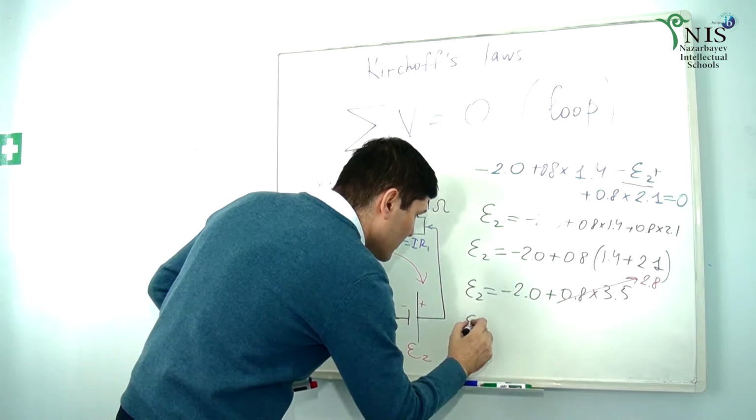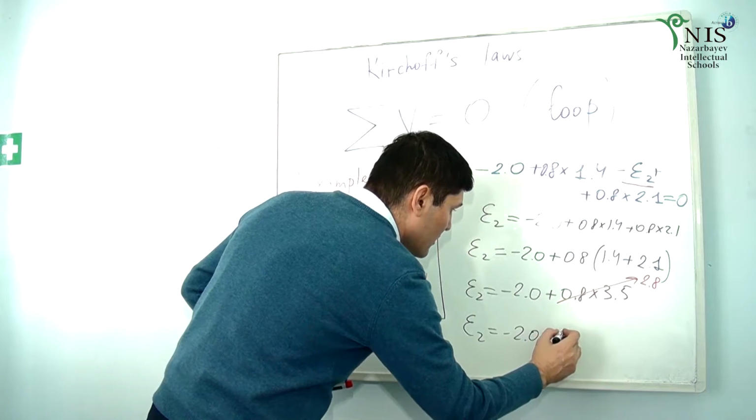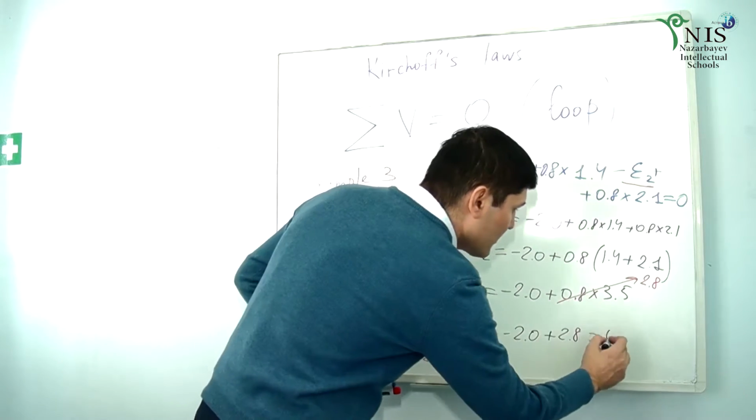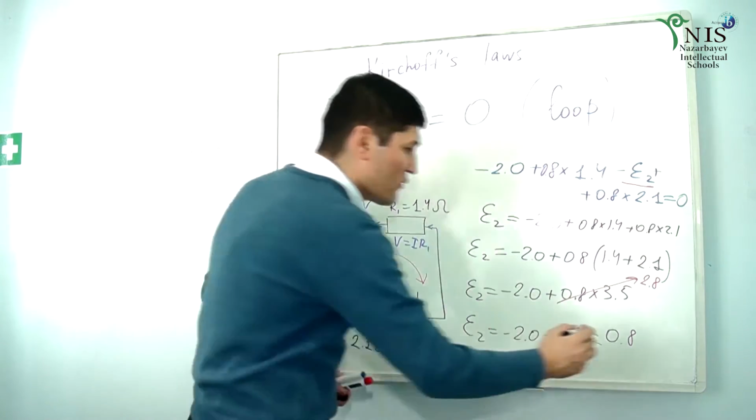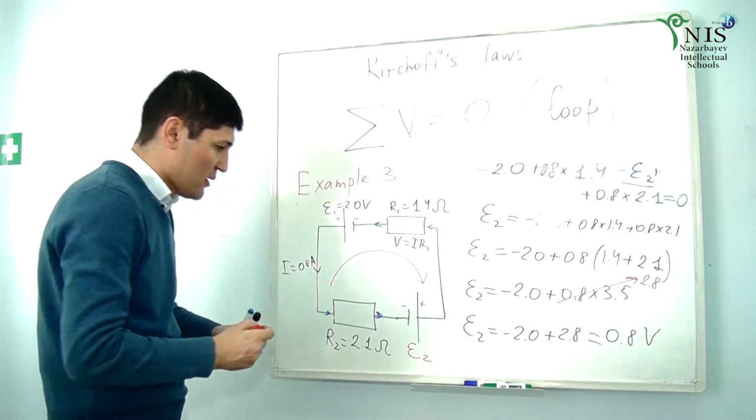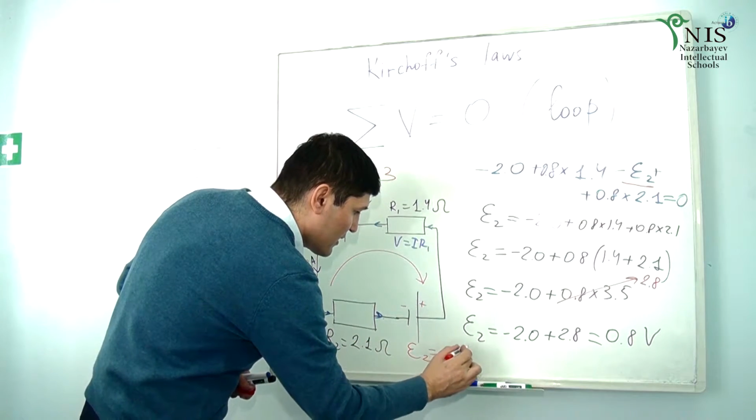So epsilon 2 equals negative 2.0 plus 2.8, which is equal to 0.8. The unit of electromotive force is volts. So the answer is 0.8 volt. Epsilon 2 equals 0.8 volts.